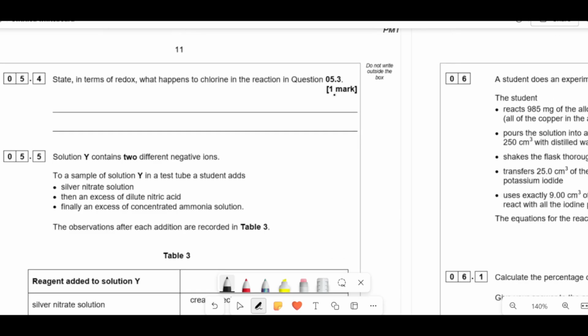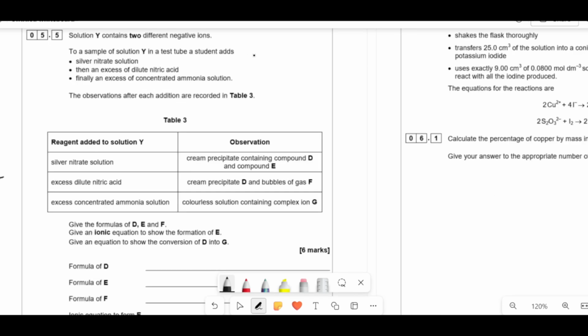The previous question told us that Cl2 becomes something with a +5 oxidation state and a -1. So from 0 to +5 it's oxidized, 0 to -1 is reduced. So it has been oxidized and it's been reduced. So solution Y contains two different negative ions.